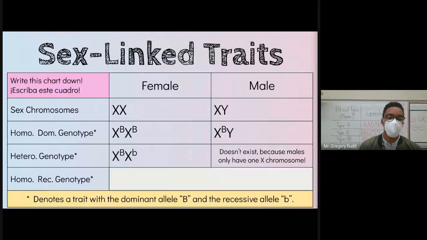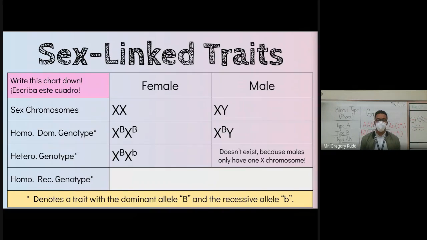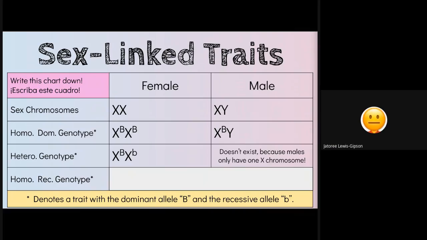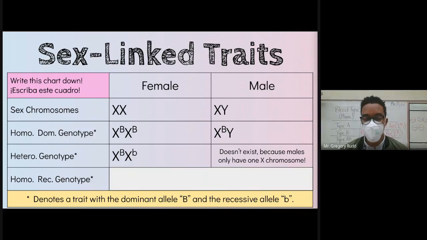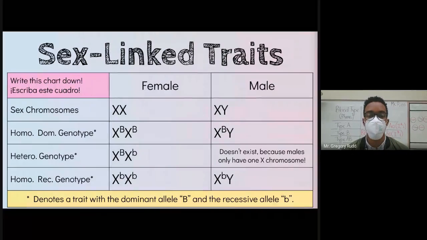Okay, and then last one, the homozygous recessive genotype. What do we think that will look like? And folks at home, you all can answer too. Yes, it's going to be one X with a lowercase b and another X with a lowercase b. And then for males, it's just one X with one lowercase b because they only have one X chromosome.